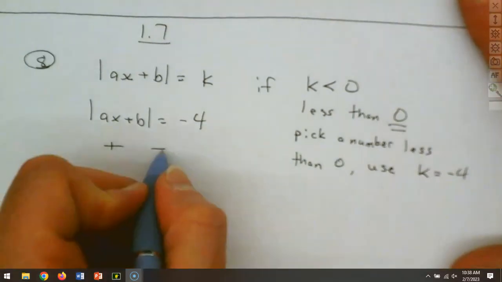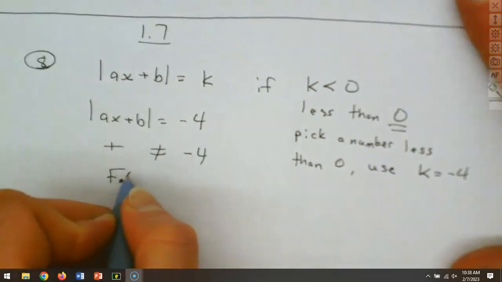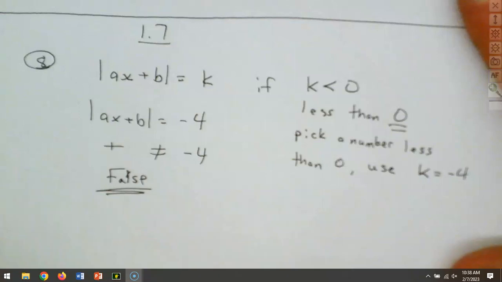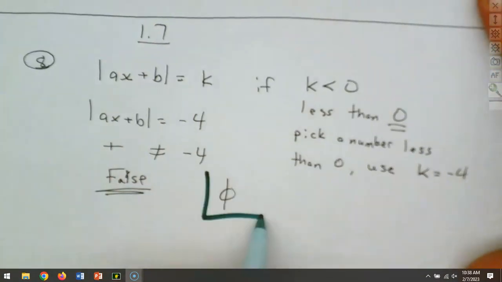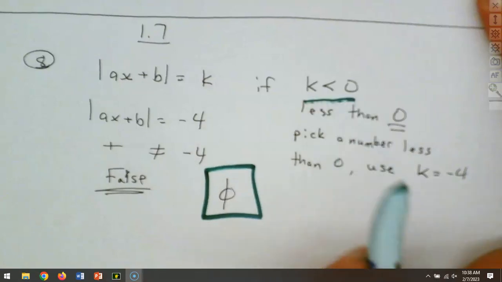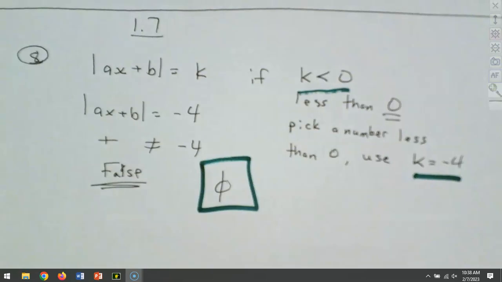Can positive numbers ever equal a -4? No. So that would make this then what? False. So this one would have no solution. Okay? Because we picked a number that made it work. So in this case, we used a -4. And that gave us then no solution. So I want to look at that one. And then there's one more. I also want us to look at 12, and I'm going to leave 13 for you to do.